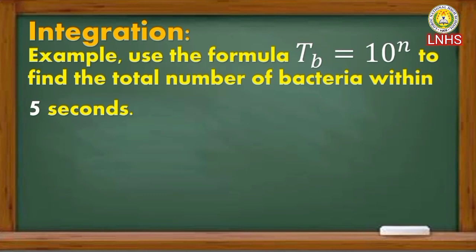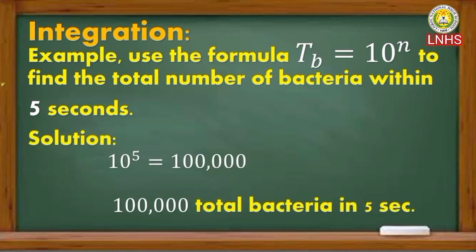Example, use the formula T sub b is equal to 10 raised to the power of n to find the total number of bacteria within 5 seconds. Solution, 10 raised to the power of 5 is just equal to 100,000. So 100,000 is the total number of bacteria in 5 seconds.